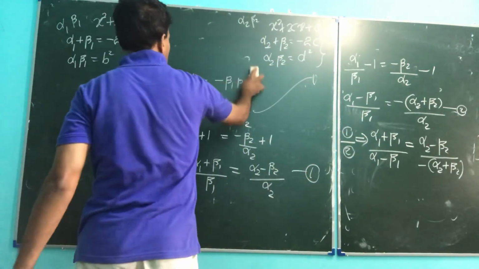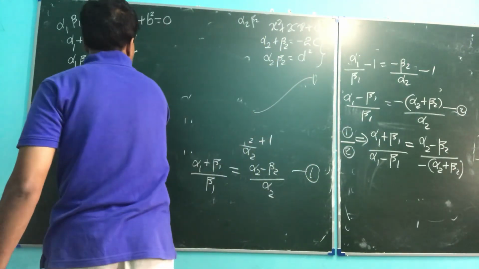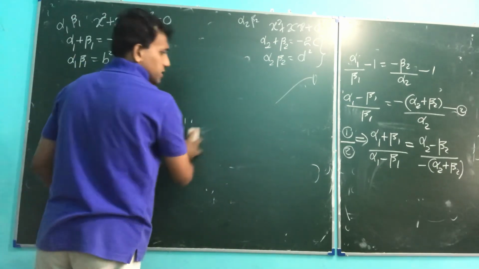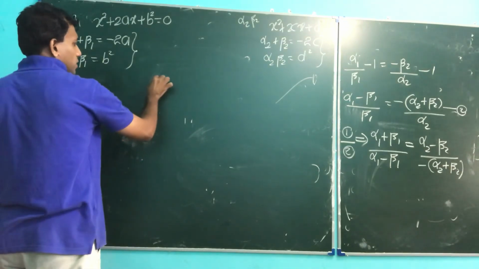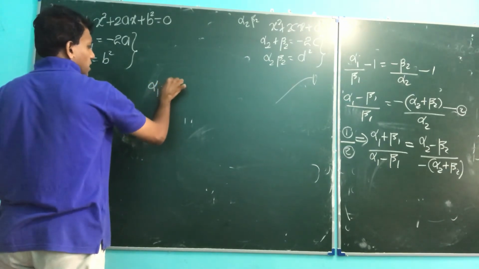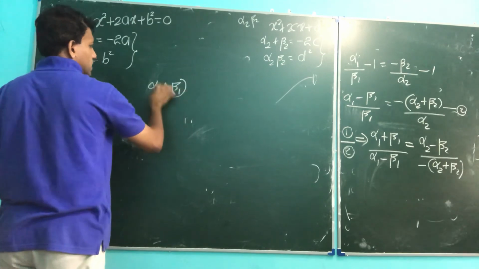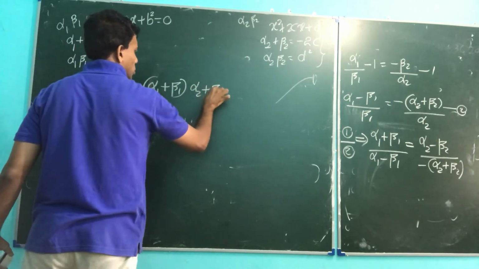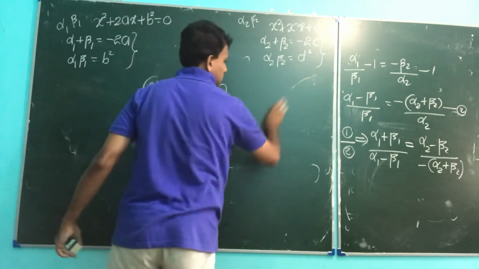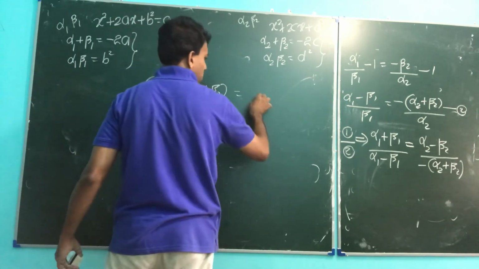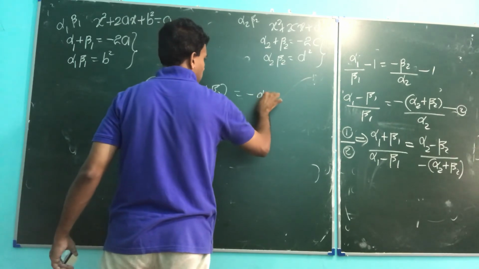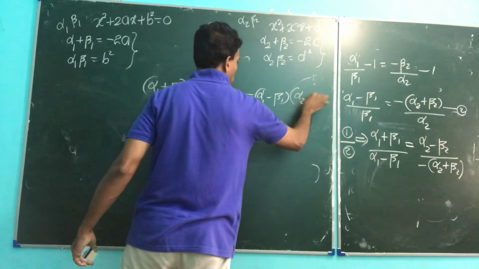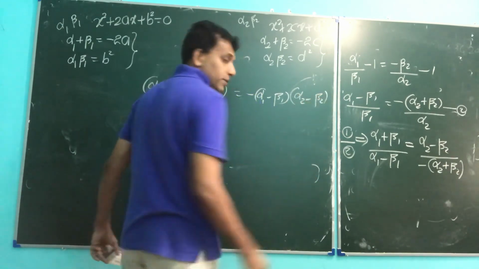Rearrange now, I erase this. With me, you have to work with me. You have to copy this. Now cross multiply everywhere. Alpha 1 plus beta 1, alpha 2 plus beta 2. Okay. The other side, what is that? There's a minus, no problem. Okay, minus. Alpha 1 minus beta 1 and what is that? Alpha 2 minus beta 2, right?